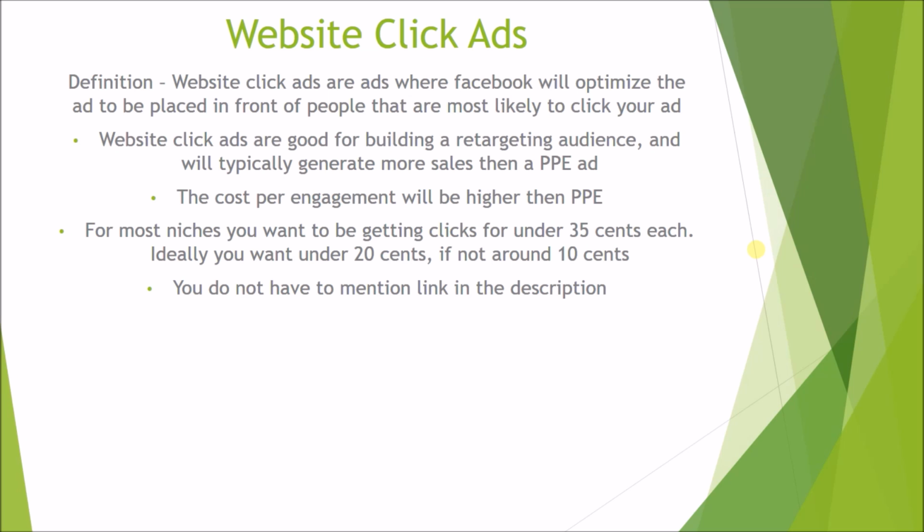And for most niches, you want to be getting clicks for under 35 cents. Ideally, once it's optimized, on day 4, 5, 6, you're going to want it to be under 20 cents, if not around 10 cents. But don't get worried if your clicks are 35, 40 cents on day 1, day 2. That's because your ad hasn't had a chance to optimize yet. So you're looking for numbers under 20 and around 10 on day 4, 5, and 6 of your ad, once Facebook has a chance to optimize it.